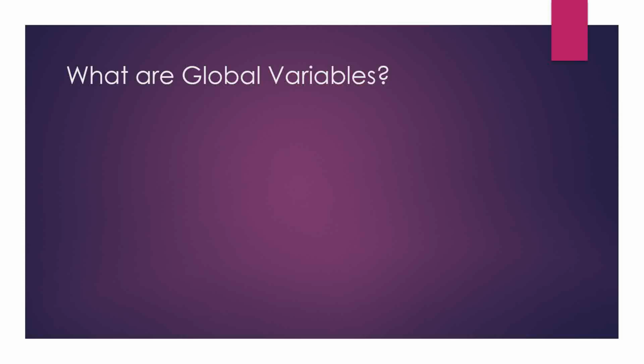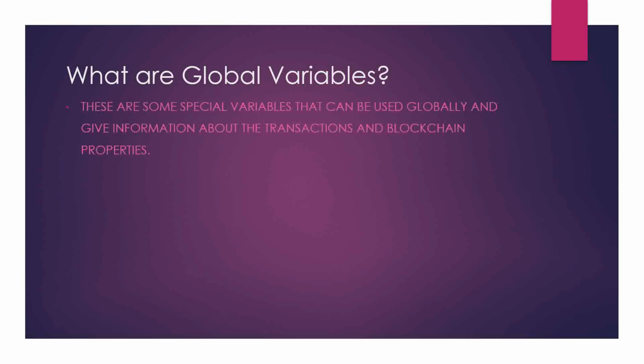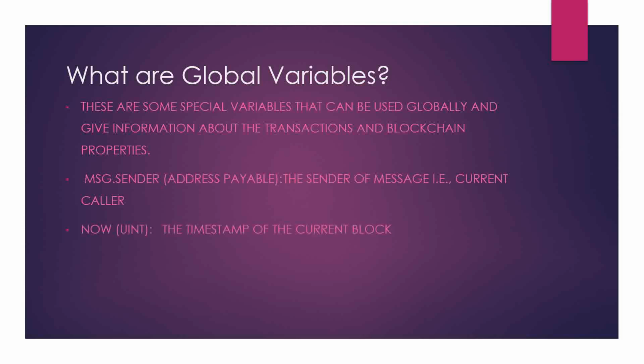What are global variables? Global variables are special variables that can be used globally and give information about the transaction and the blockchain properties. An example is msg.sender. This gives the address of the sender of the message. Another example would be now. Now will give you the timestamp of the current block, whereas gasleft would return the amount of gas left for a particular user.